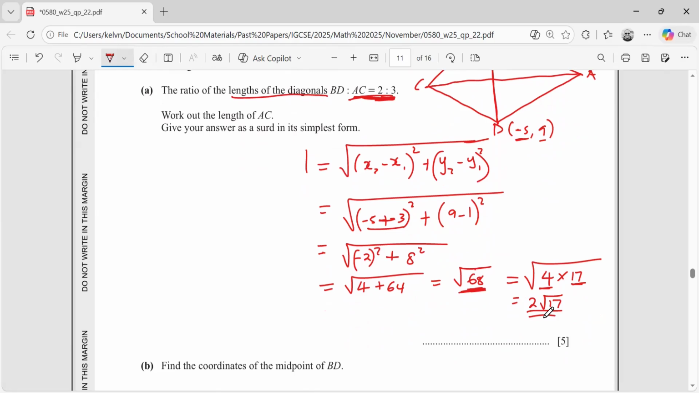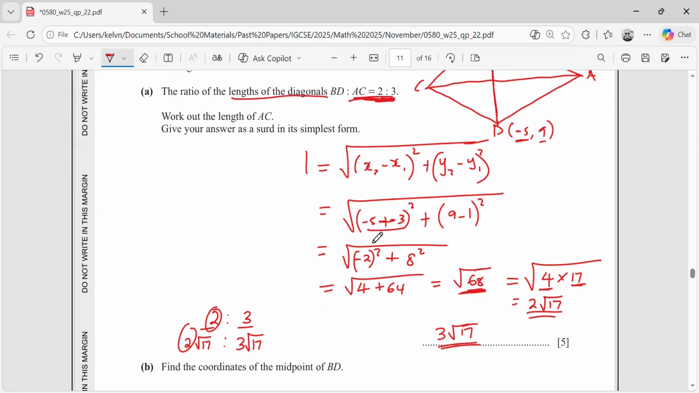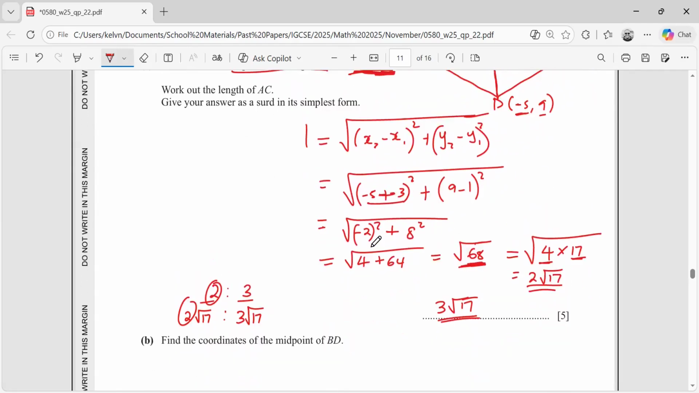And if we know this, remember our ratio earlier. Our ratio is 2 to 3. If BD is 2 square root 17, you can clearly see this is also going to be 3 square root 17 because it's just been simplified. So our answer here will be 3 square root 17 based on our ratio. So AC is 3 square root 17. Okay, perfect.